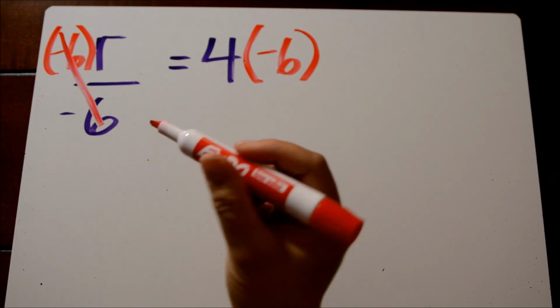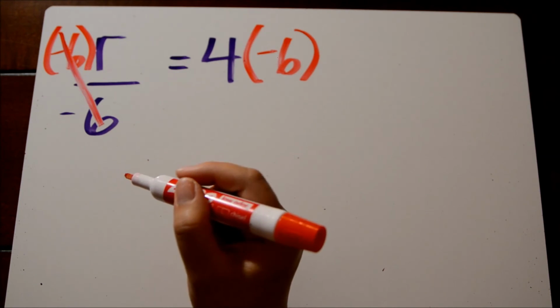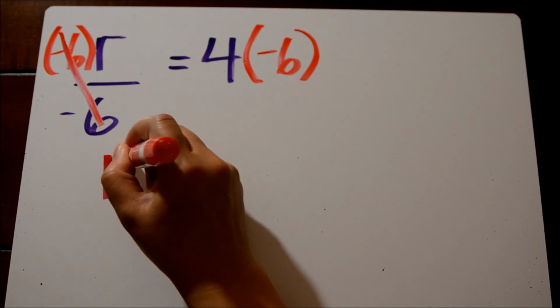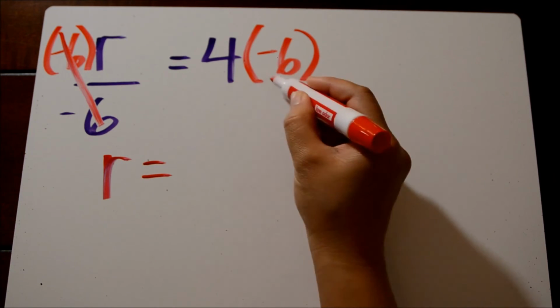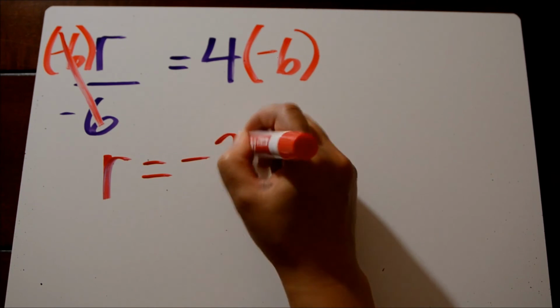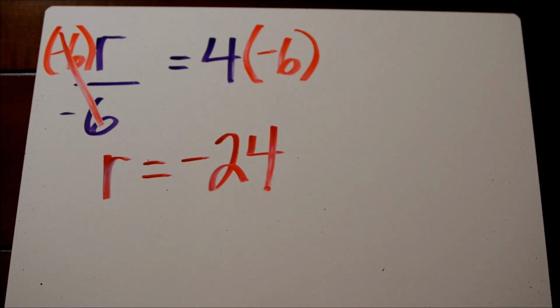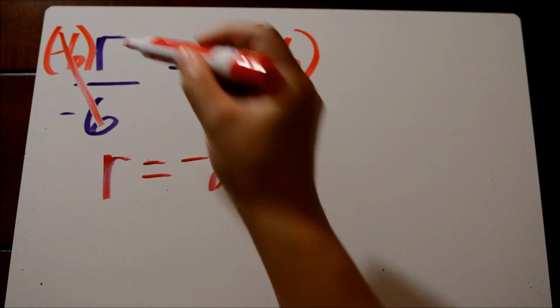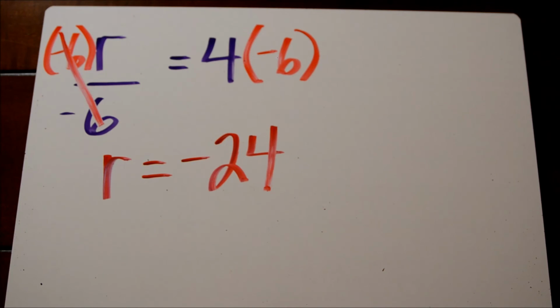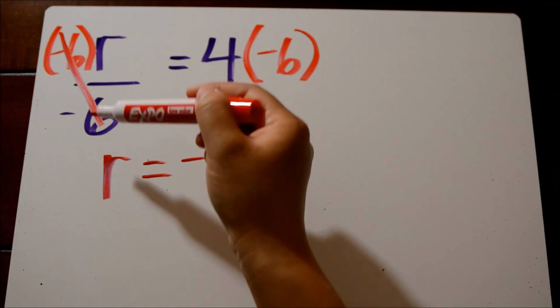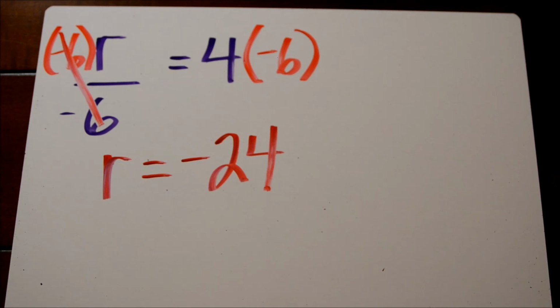We're left with R is equal to 4 times negative 6, which is negative 24. Again, if we were to substitute this back into our original equation, negative 24 divided by negative 6 is in fact 4. And so we know that we did this correctly.